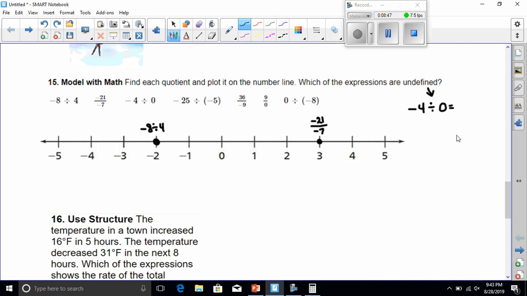Okay. Next we've got negative 25 divided by negative 5. Well, negative divided by negative is going to give us a positive, and 25 divided by 5 is 5. So right over here on our positive 5, we're going to put negative 25 divided by negative 5.